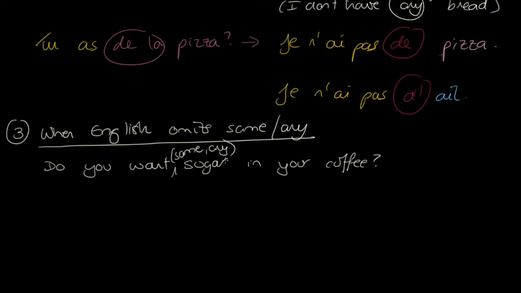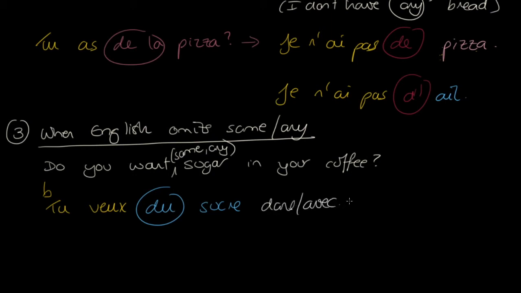But in French, we don't get that option. We have to have the some or any in there. We do not get to decide to leave it out. It simply would not make sense. Let's have a look. Tu veux. Now sugar is masculine, so it's du sucre. It's du because it's a positive sentence, isn't it? There's no negative involved. Tu veux du sucre dans or avec ton café.